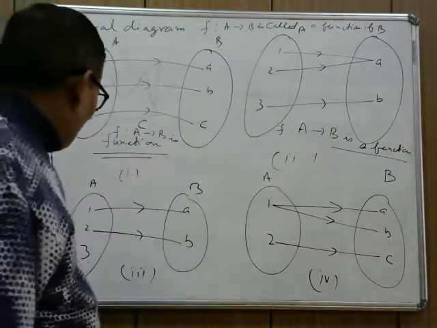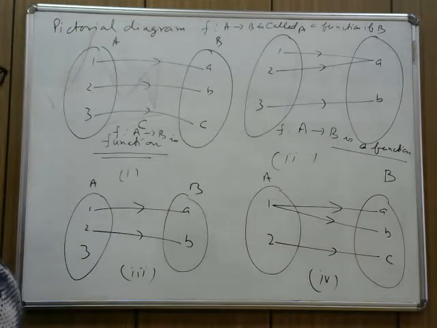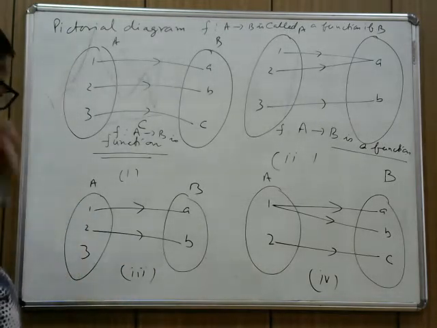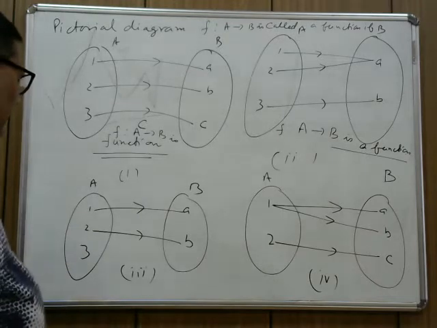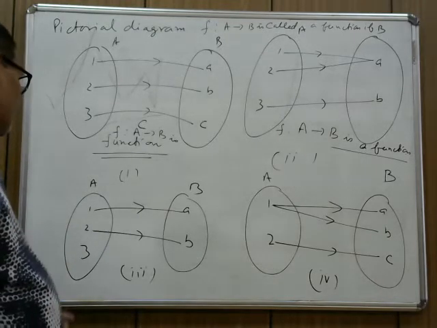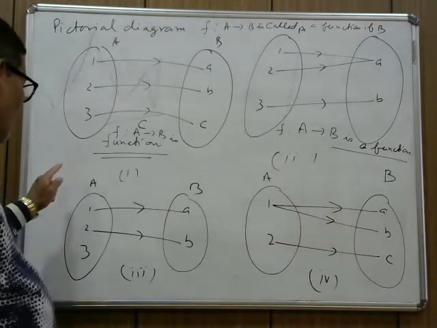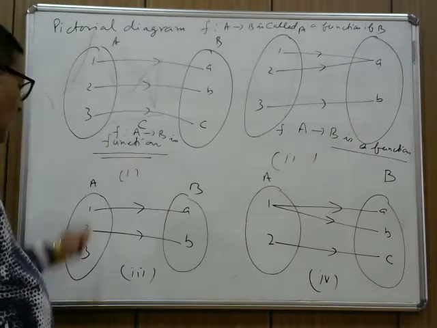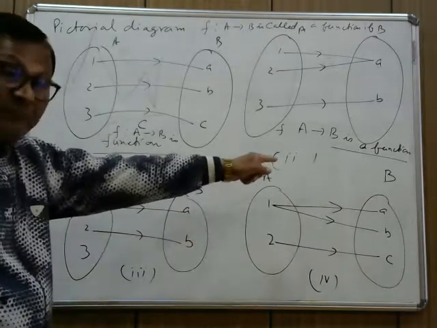Now when I come to the third, you see the first condition is not satisfied. In this case, the first condition is not satisfied because the element 3 of set A does not have an association with any element of B.